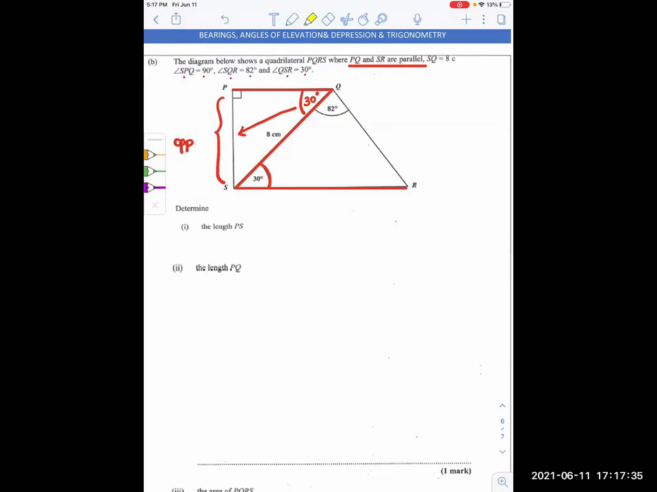Yeah, miss. And I have the side opposite to the right angle. So that is called the hypotenuse. So which trig ratio deals with opposite and hypotenuse? Sine, yeah, miss. So sine of 30 degrees is equal to PS over 8. So cross multiply. PS is equal to 8 sine 30. Work it out and tell me what you get.